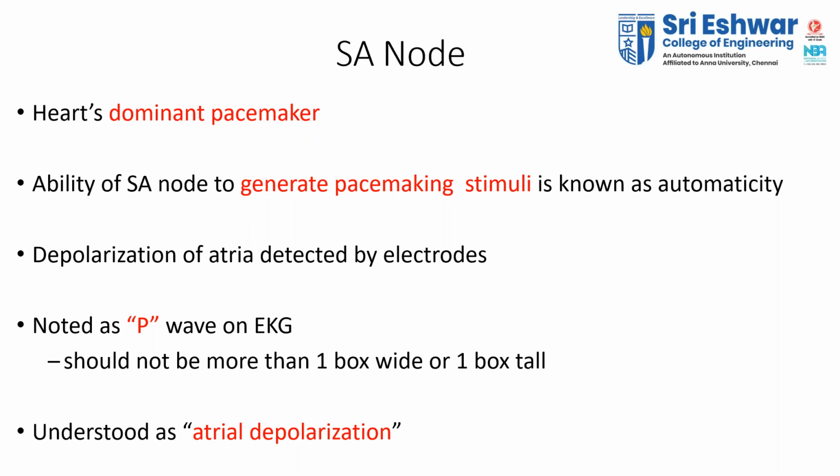Depolarization of the atria is detected by electrodes. Naturally, what this SA node does is contract and relax the muscle. During that time we have depolarization and repolarization of the heart signal, and it will be picked up by the electrodes. It is noted as the P waveform on the EKG. The SA node generates the P waveform, which is said to be atrial depolarization.